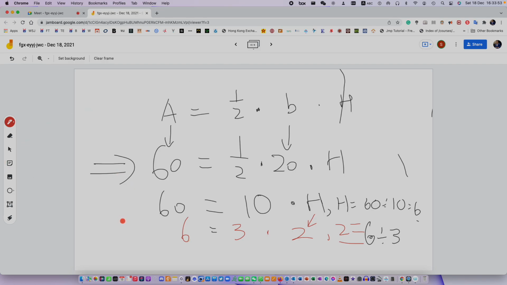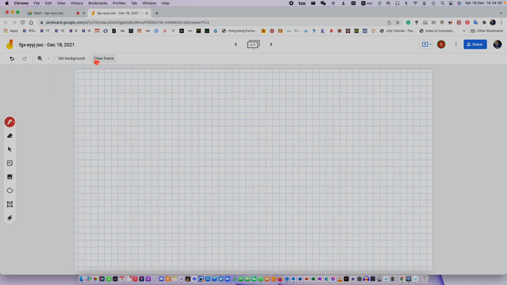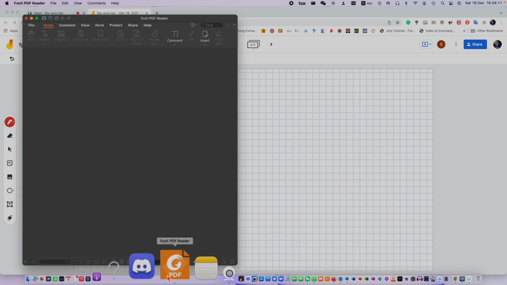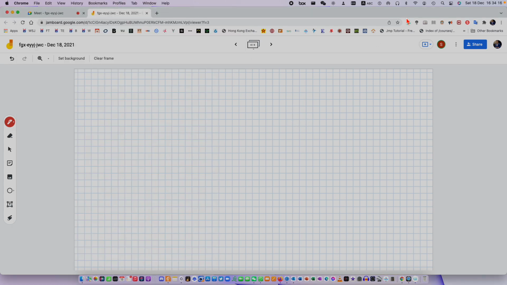Okay, I have changed the background to squares. Can you see the background is squares already? Okay. So last week we talked about a few things, or you learned a few things, right? The first thing is called prime numbers. Can you still remember the definition of prime numbers?